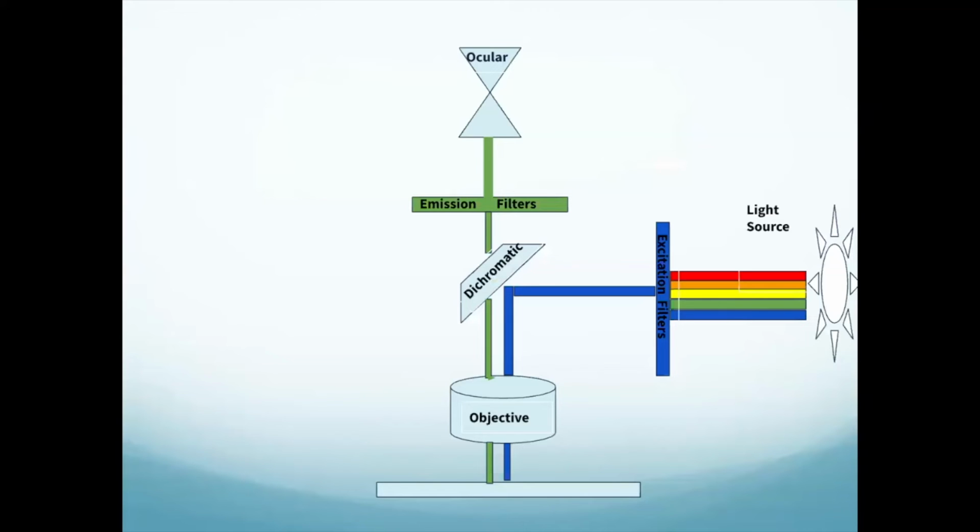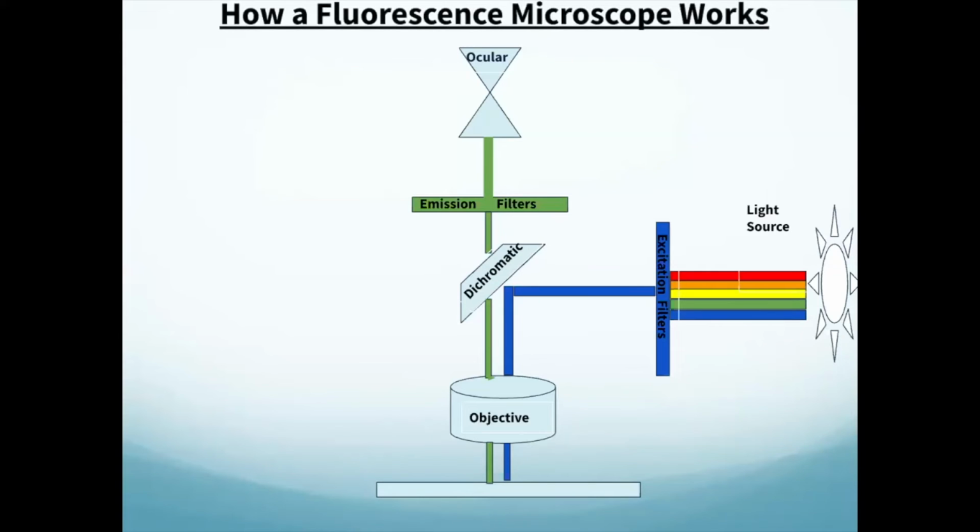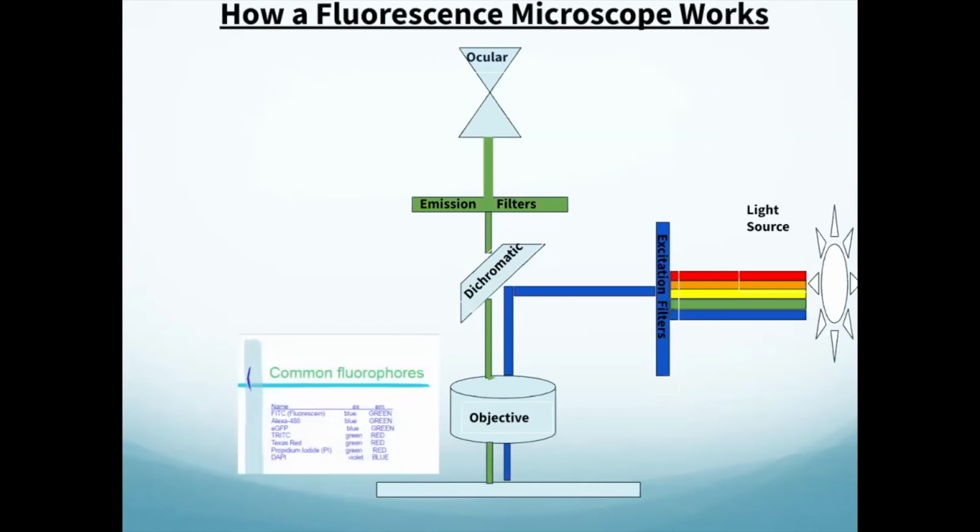So my name is Terry, and I'll be doing a presentation on how the fluorescent microscope works. So basically, when you get your specimen, you need to stain it with a certain fluorophore, whether it be Alexa 488, GFP, DAPI, or Texas Red. For my example, I'm going to be using the common fluorophore of GFP. So once the specimen is stained with GFP, you'll stick it on the microscope stage and you'll turn on the light source.